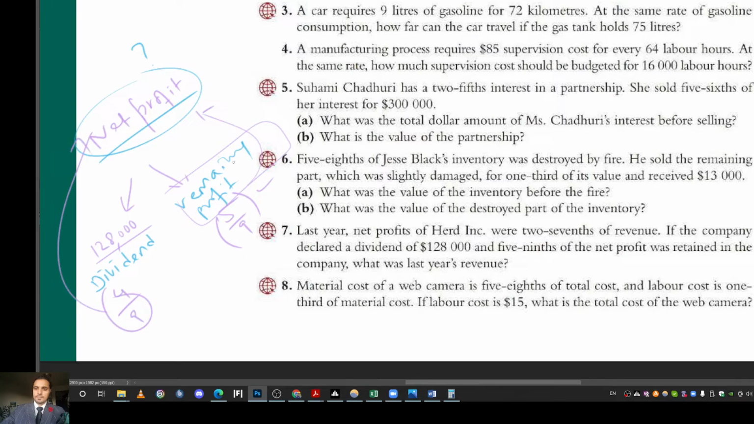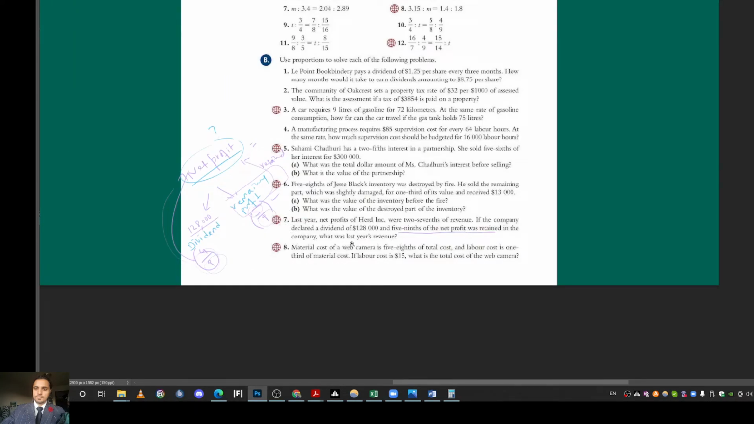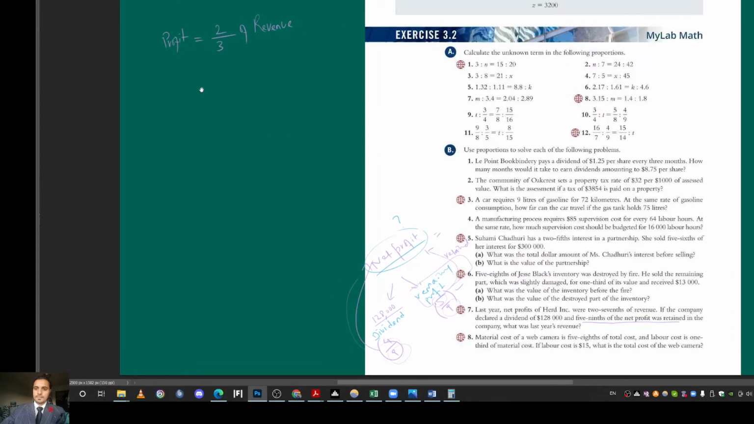right? That means if there are 9 parts of the net profit, 5 of them of the net profit were retained. This is the remaining profit that was retained. So if 5/9 was retained, then 9/9 minus 5/9 equals 4/9. So 4/9 was the dividend. Good. Then, given this information, we are to figure out the last year's revenue. We are to figure out this stuff.